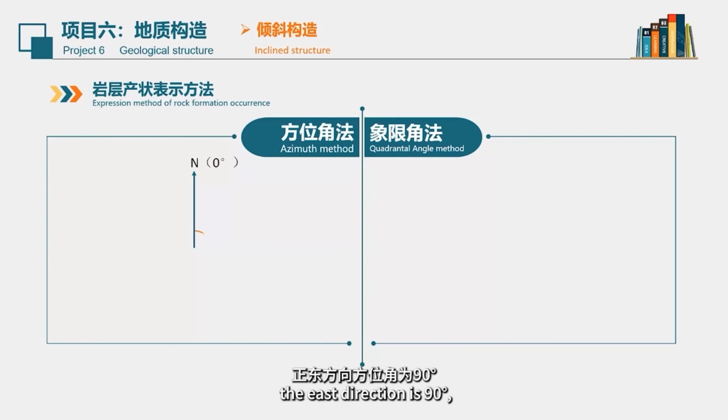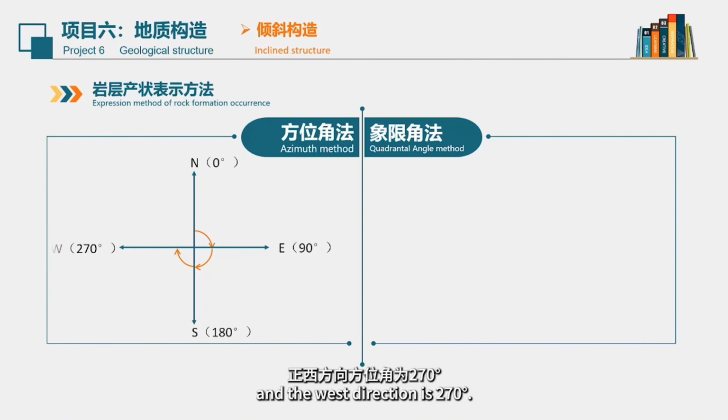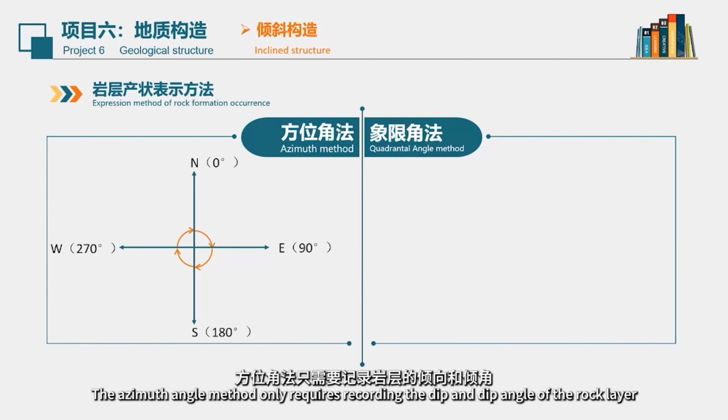The east direction is 90 degrees. The south direction is 180 degrees. And the west direction is 270 degrees. The azimuth angle method only requires recording the dip direction and dip angle of the rock layer.